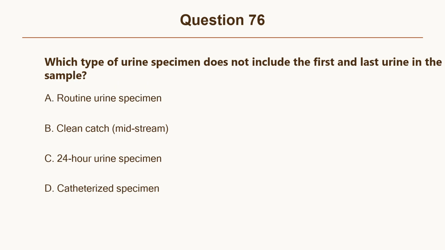Question 76. Which type of urine specimen does not include the first and last urine in the sample? Option A, routine urine specimen. Option B, clean catch midstream. Option C, 24-hour urine specimen. Option D, catheterized specimen. The correct answer is option B, clean catch midstream.